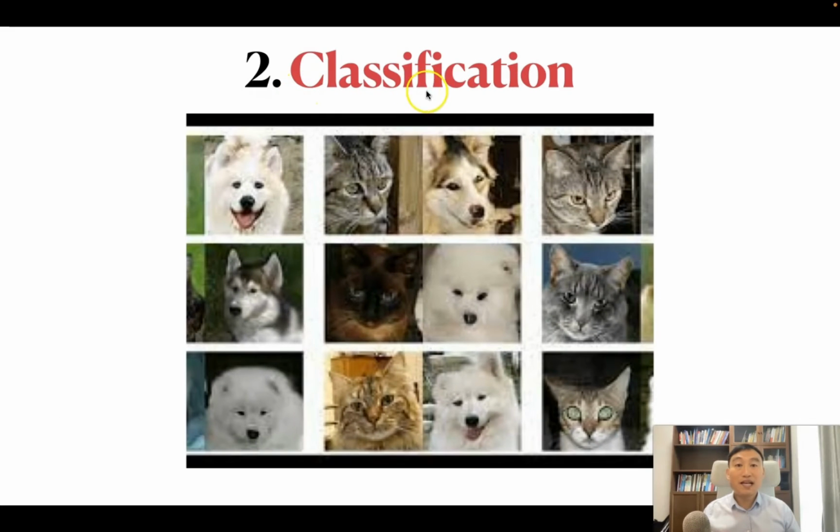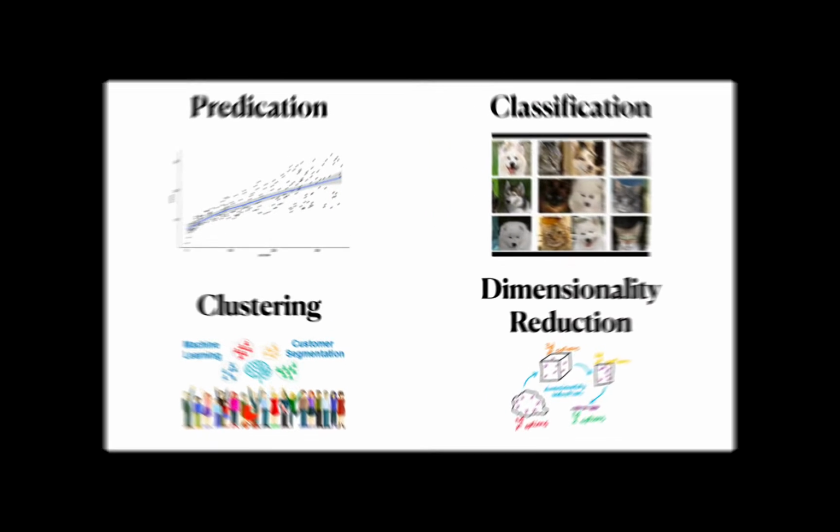Problem number 2, classification. Can you classify these pictures into dogs and cats? Of course you can. Machine learning can do it too. The aim of classification is to split data into 2 or more predefined groups. Another common example of classification is spam email filtering, where emails are split into spam or not spam.